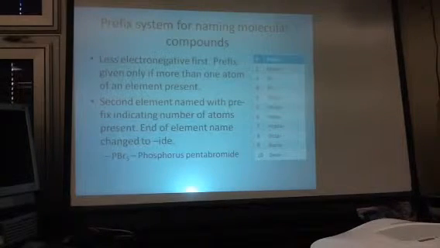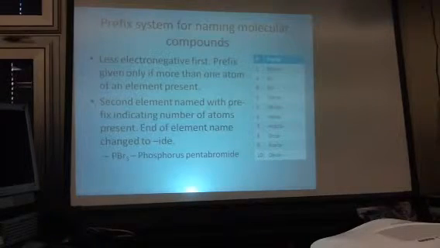The first element does not need a prefix unless there's more than one of it. So you will never start off a compound with what prefix? Mono. Ever. Because if there's only one of that first element, you don't need a prefix. The second element gets a prefix no matter how many there are. If there's just one, it gets mono.